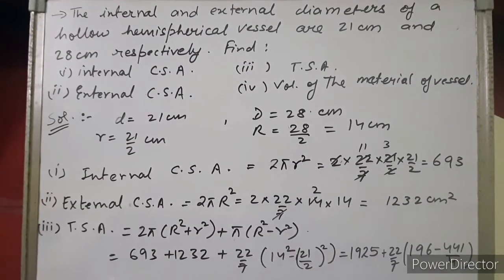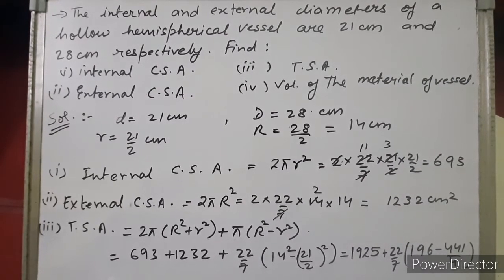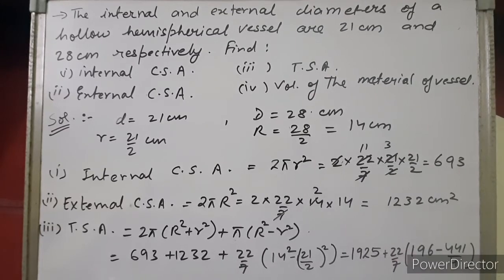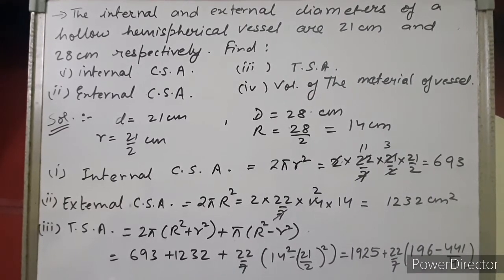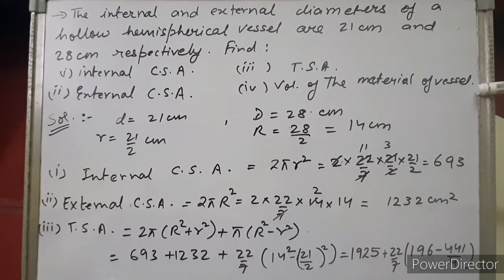Let's see another sum, children. Now in this sum it is given that the internal and external diameters of a hollow hemispherical vessel are 21 centimeter and 28 centimeter respectively. Find number 1, internal curved surface area, number 2, external curved surface area, number 3, total curved surface area, and number 4, the volume of the material of the vessel.